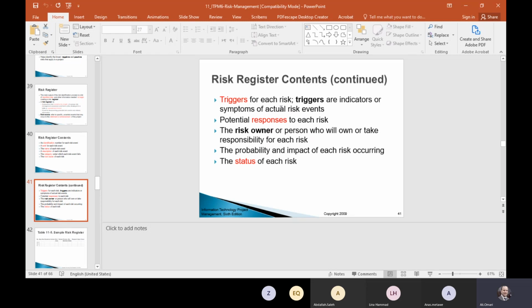Also the probability and the impact of the risk need to be documented: how often the risk will happen. And you also need to document in the risk register the status of the risk. Status is working on it, completed, avoided, and so forth.